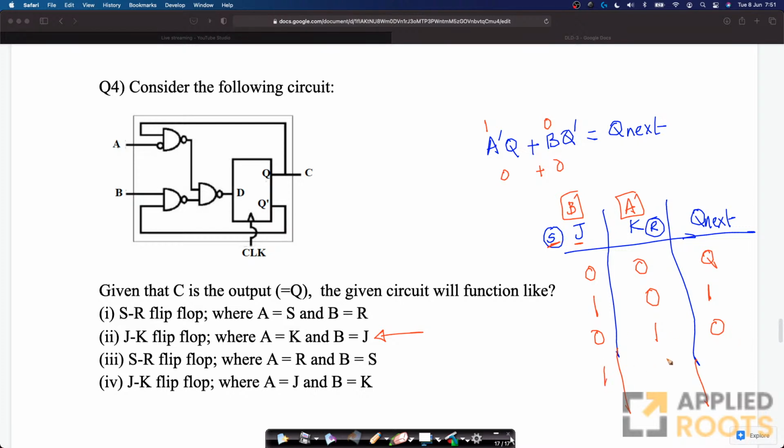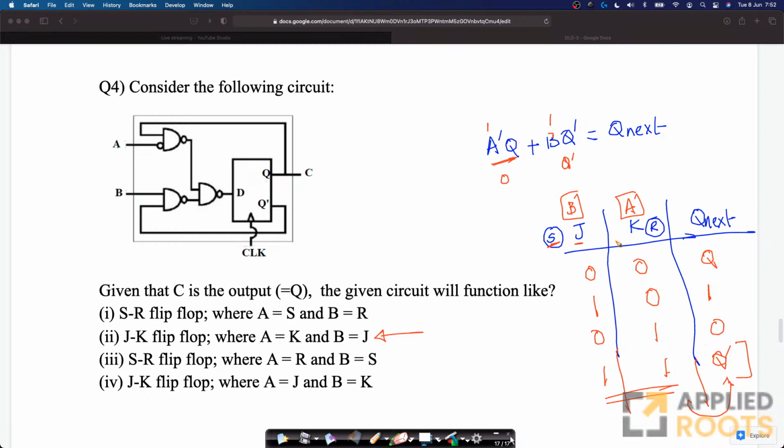Good. Now, to decide between SR flip-flop and JK flip-flop, the most important thing is double 1, right? If S and R are 1 and 1, or J and K are 1 and 1, then what happens? Let's see. If this is 1, 1 complement is 0, so this whole thing becomes 0. If B is 1, this becomes Q dash. So if both are 1, you're getting Q dash. Basically, if both inputs are 1 and you're getting a complement, what does that mean? It means it's a JK flip-flop.